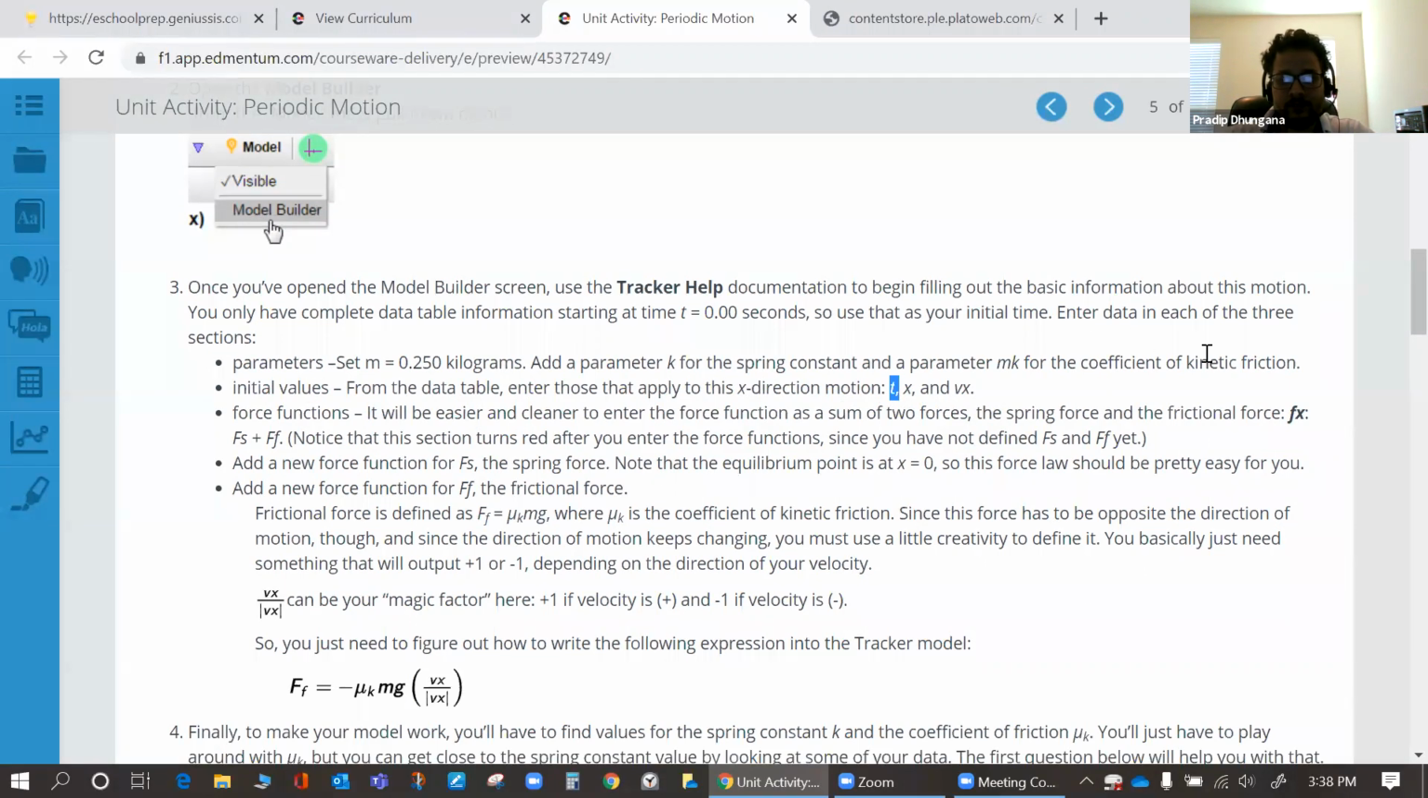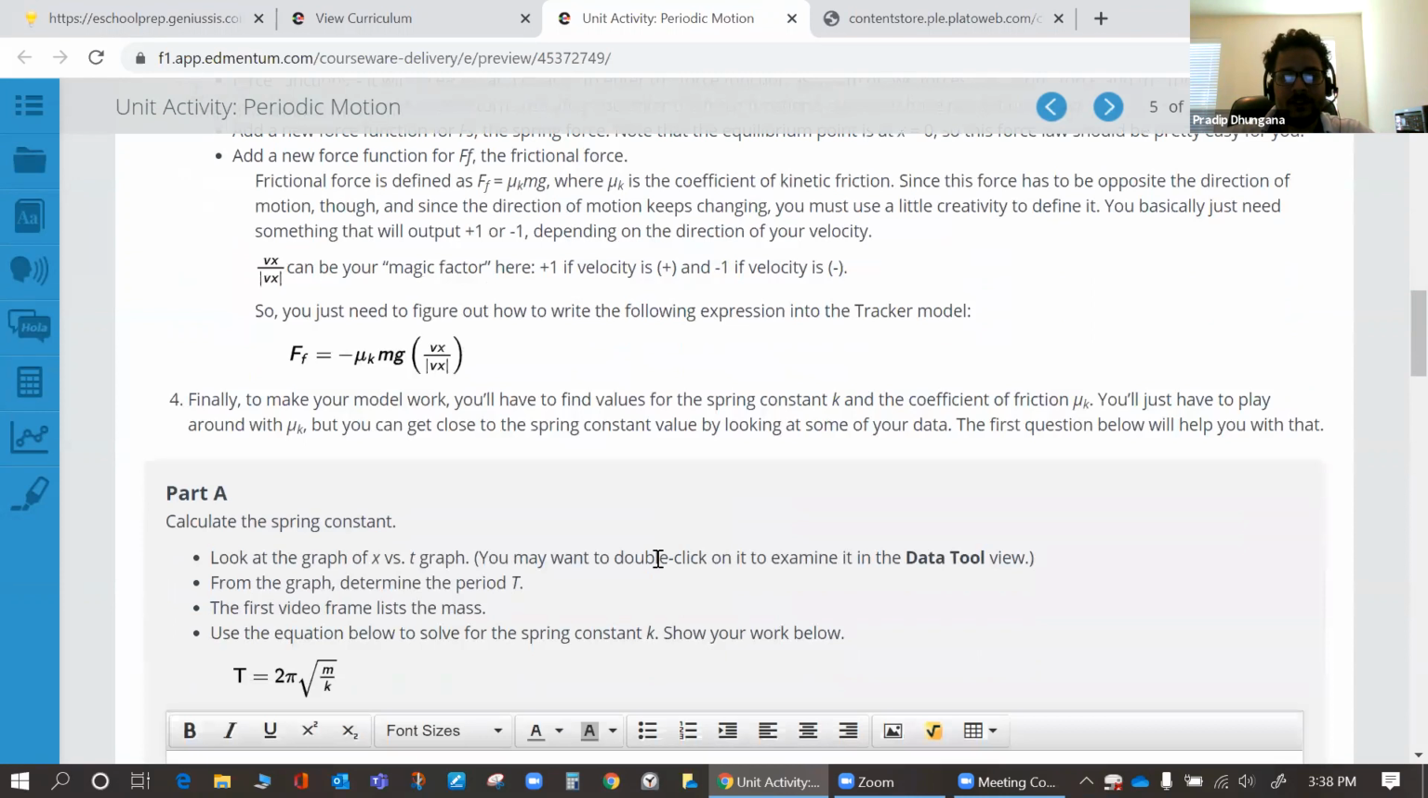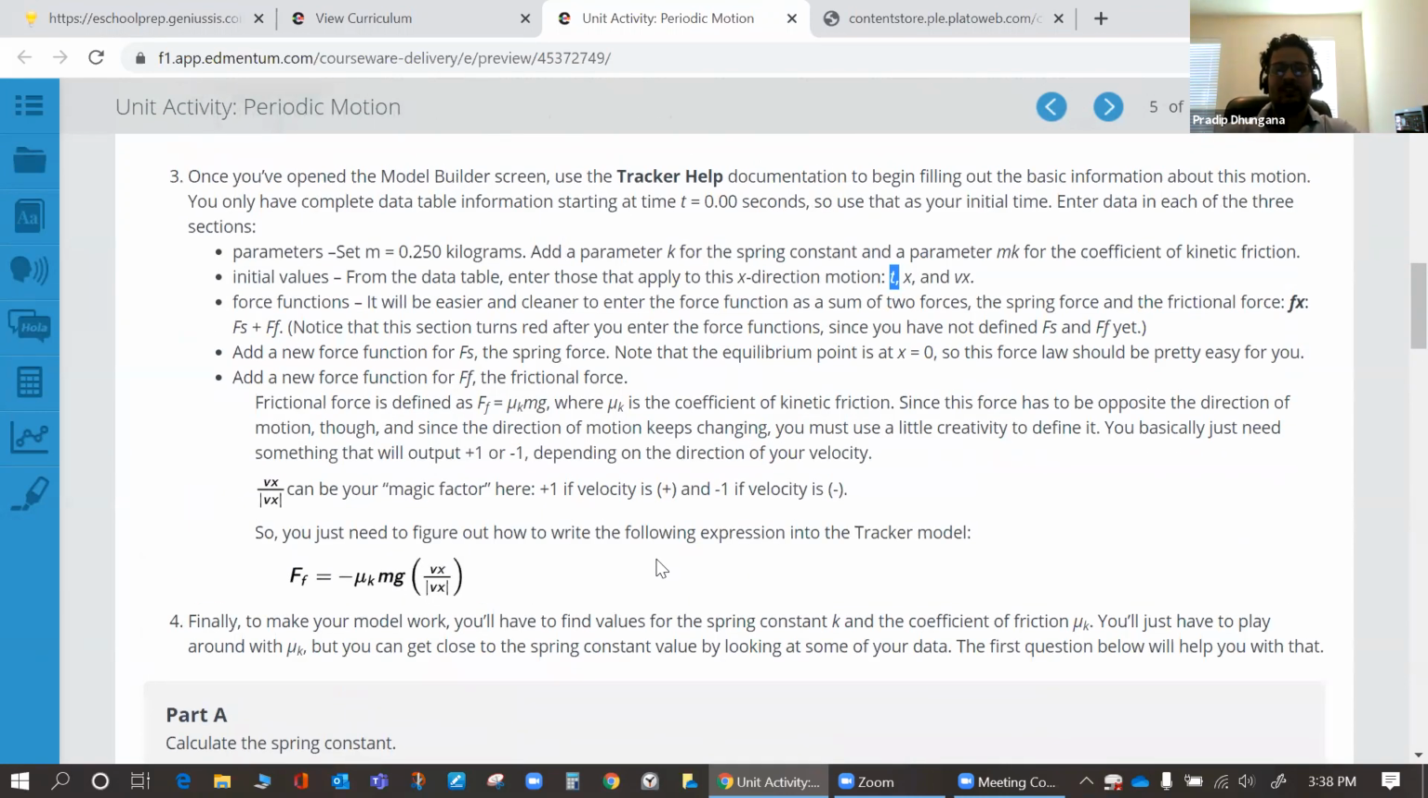For the force function, you'll use two types of force: spring force and force due to friction. Add a new force function F_s, that is the spring force, and another one as the frictional force. The formula to calculate the frictional force is given for you. There are so many steps, so let's do it slowly, and enter all that information in the table.